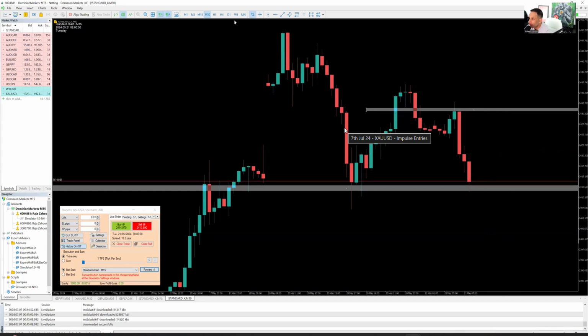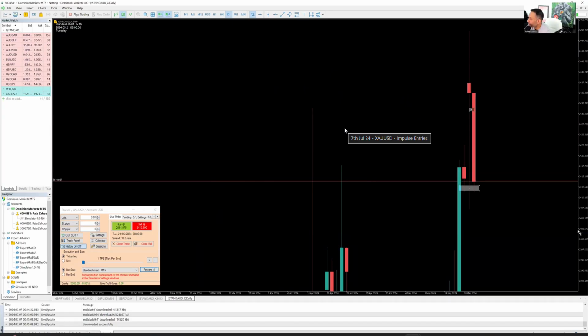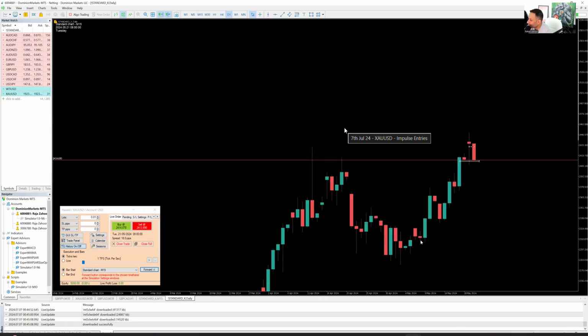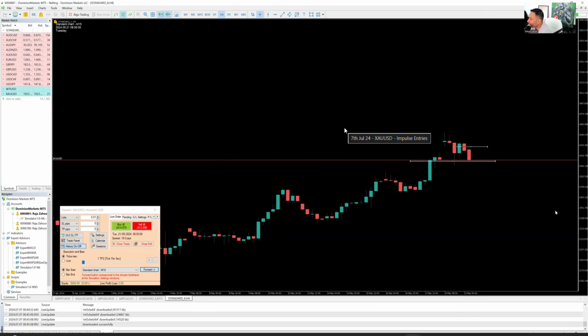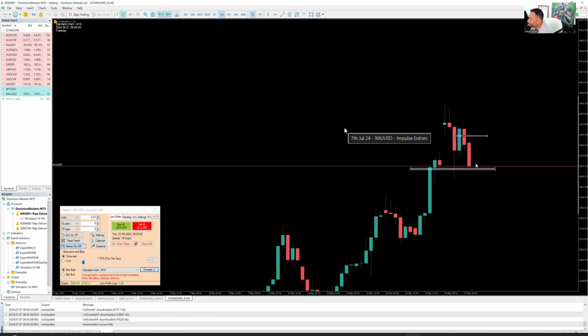Now we have to ask ourselves, what is the bias? If we look at the daily time frame, looking at it from the bottom going up, we can say it's bullish, but since the daily candle is coming down, it seems like it's bearish at this point. Looking at the 4-hour time frame, 4-hour is just consolidating.